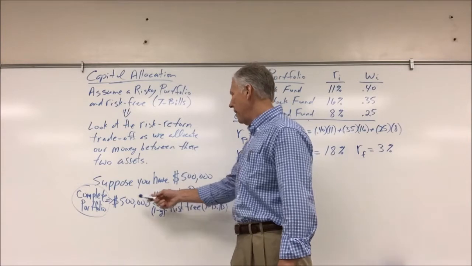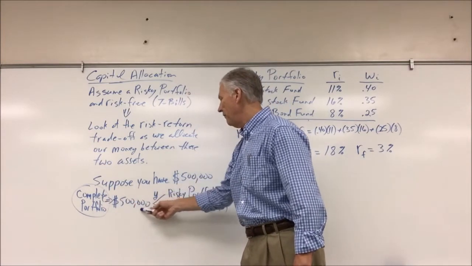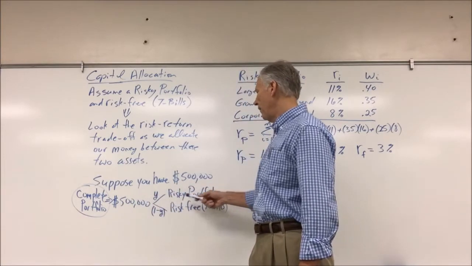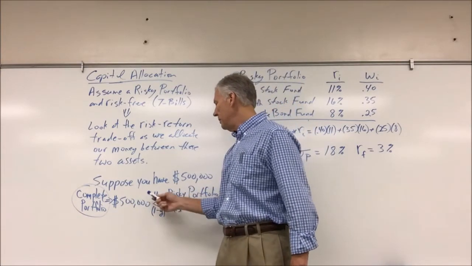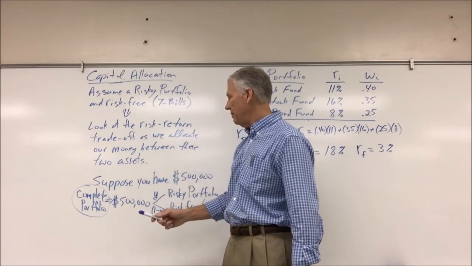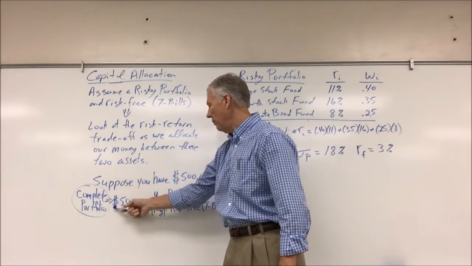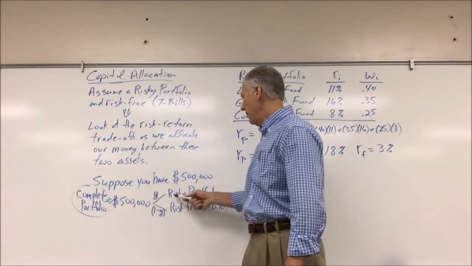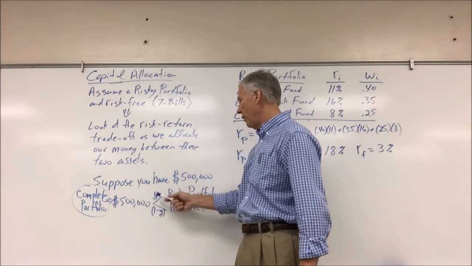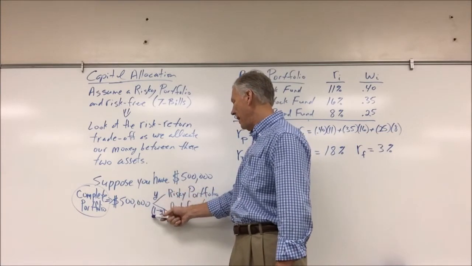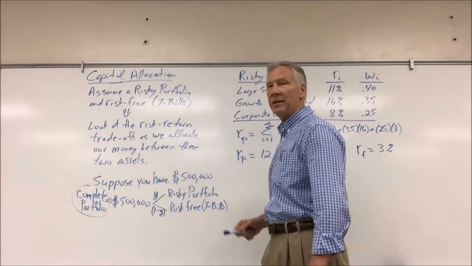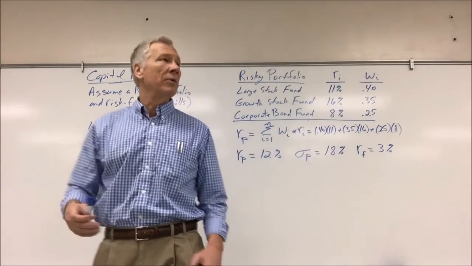Symbol-wise, the amount of our complete portfolio, the $500,000 in this example, that we allocate towards the risky portfolio is symbolized by the letter Y. So Y is the percent of my complete portfolio, or of my $500,000, that I'm going to put at risk. Of course, the remaining amount would be 1 minus Y. Whatever I don't put at risk, the remaining 1 minus Y, will go into my risk-free asset, T-bills.